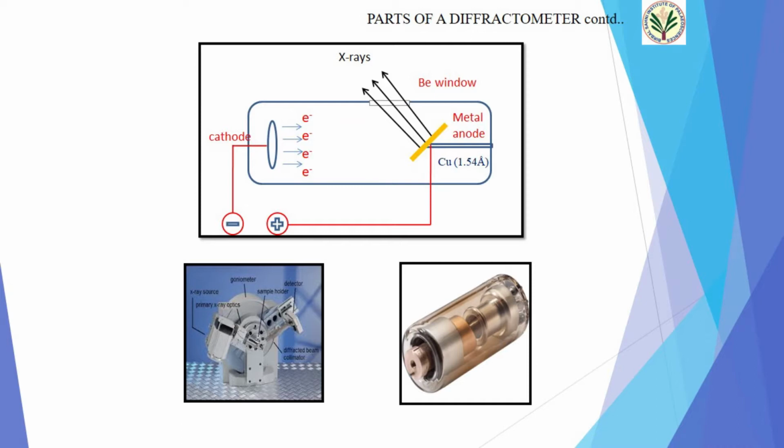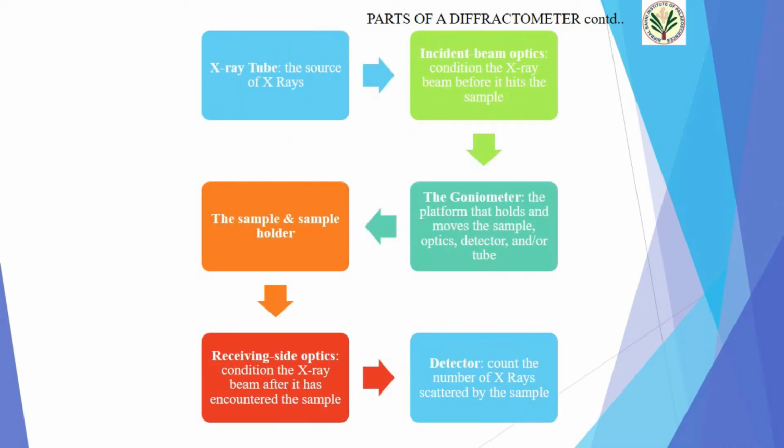This is generally the layout of the X-ray tube. This is the goniometer, which is a stage where the source and the detector move to various angles. In an easy way, I will tell you: the X-ray tube is the source, incident beam optics are there, and the goniometer is the platform which holds the source and detector. The sample holder is there, and on the receiving side some optics will be there to condition the beam.